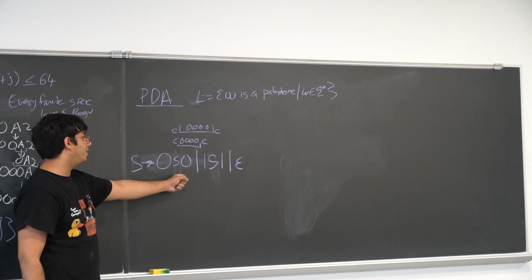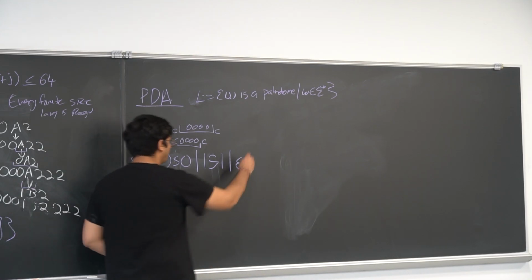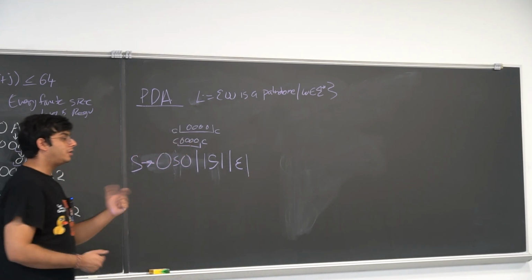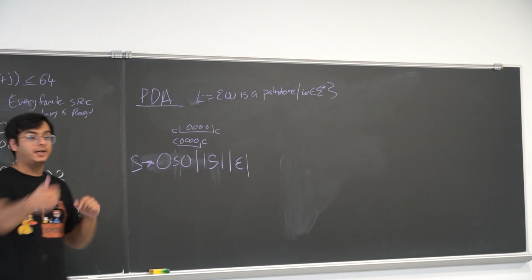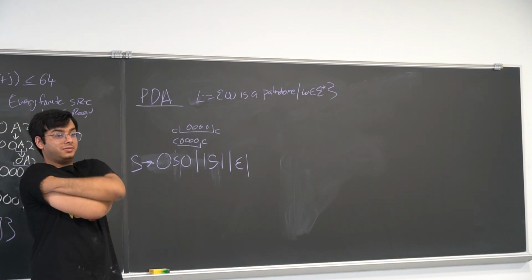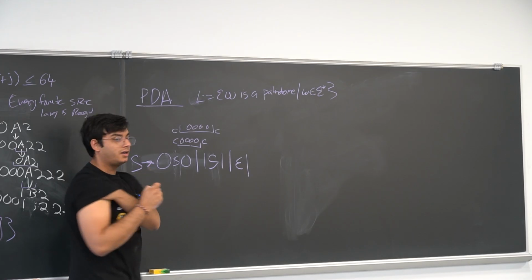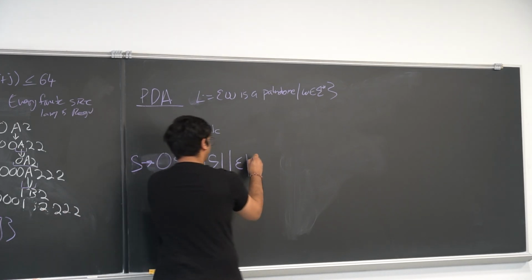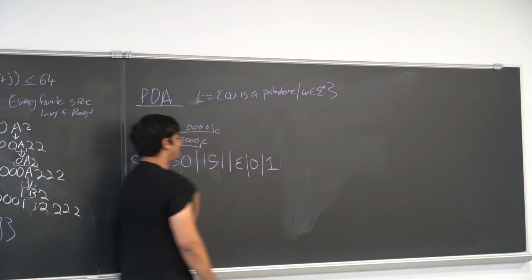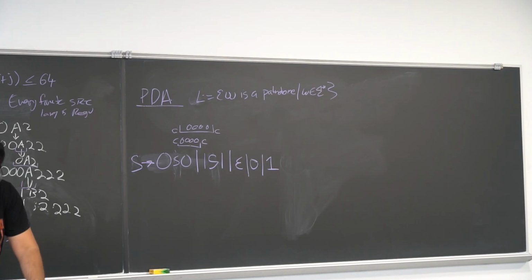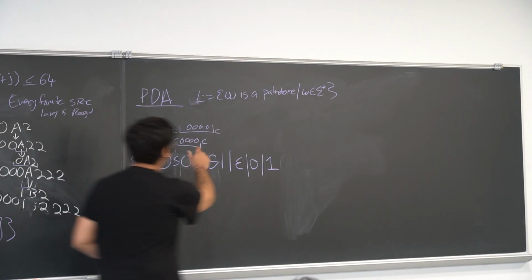Is there an issue with this definition, though? So I'm asking for all strings that read the same forwards and backwards. Exactly, so what do I need to do to be able to generate odd palindromes? Great. Now the language definition is complete. Cool, now I want to build a PDA that does this.